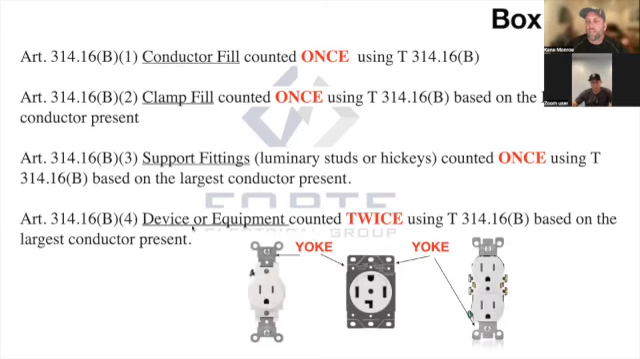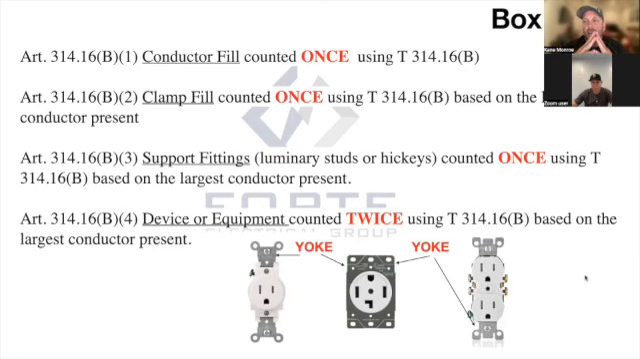And then on your device, in the code, they talk about a yoke, and it's 1 yoke. You count that twice. So on a 14 gauge, that would be counted as 4. And what that is, it's the volume that's being used up in your box.